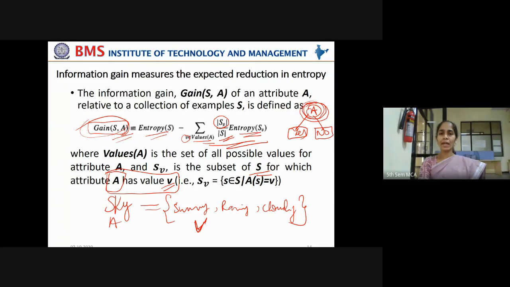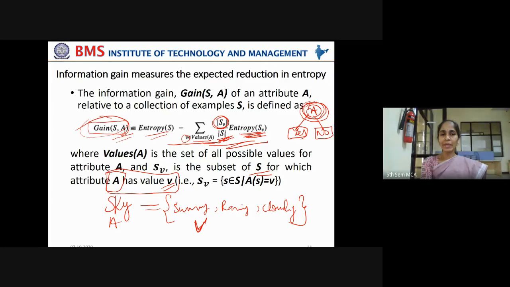Now, how are you calculating the entropy? Wherever the training examples have that value, sunny or rainy or cloudy, divided by the total number of training examples, that gives the proportion of that particular value, right? Multiplied by the entropy at that attribute. The difference between these two will give you the information gain at a particular attribute.